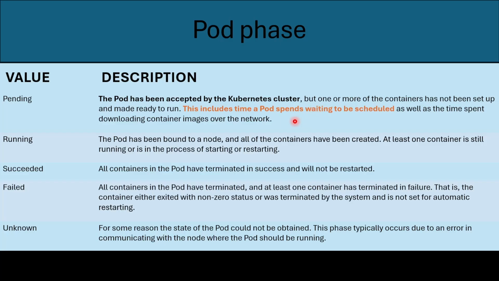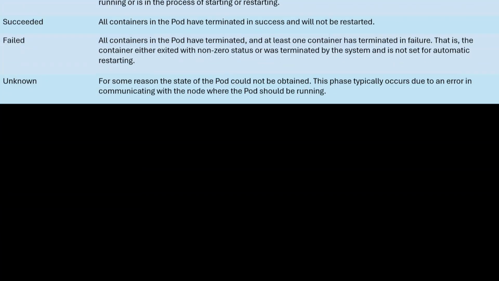This includes the time a pod spends waiting to be scheduled, as well as the time spent downloading container images over the network. Let's take an example where inside one pod there are three containers running. Out of three, two are running, but the third container is still taking time. Maybe it is downloading the image, or due to some other issue, it is still in pending state. Okay, so let's talk about how we can check if the pod is in pending state.